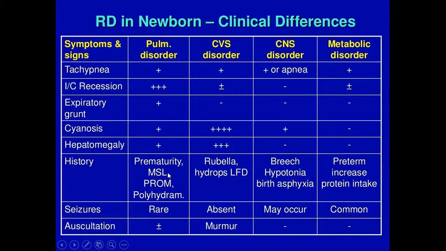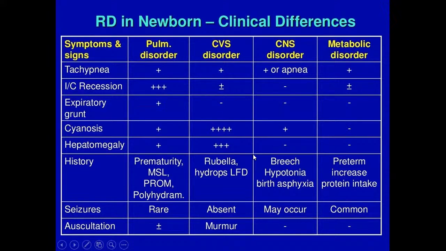The history will definitely guide us to which system is involved. If you have prematurity, meconium, polyhydramnios or rupture of membranes, then pulmonary disorders are more common. If there is any history of rubella, hydrops, or left ventricular failure, the chance of a cardiac cause will be higher.